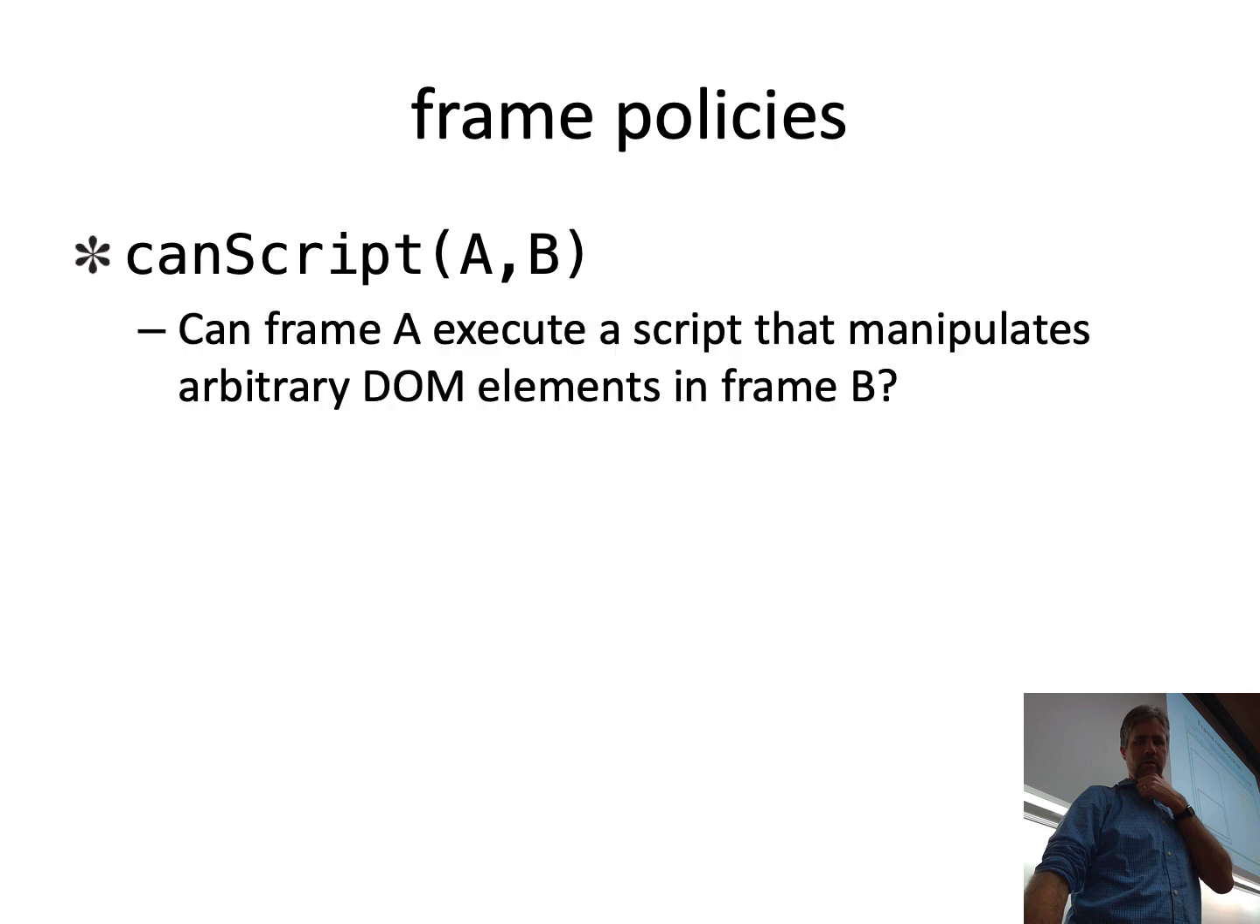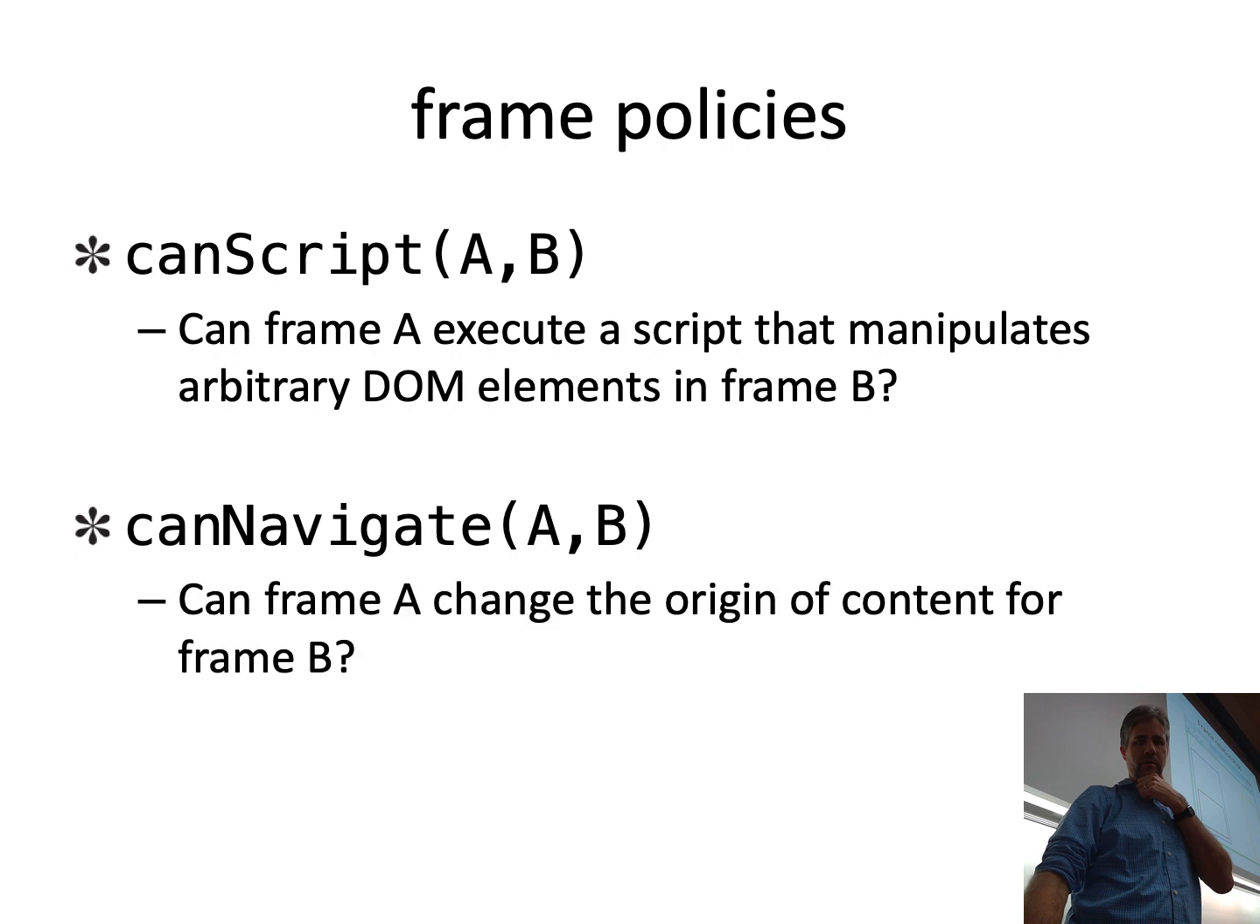The second one is can navigate. And navigate says, can you change the origin or the URL in some other frame? So can navigate says, I can take this frame on your screen and make it change to some other web page. Can script says, I can take a frame on your screen and change what it's displaying and look at the data inside of it. So in these relationships, which I showed before as child, descendants, siblings, how do we decide who should get to script and navigate other pages?